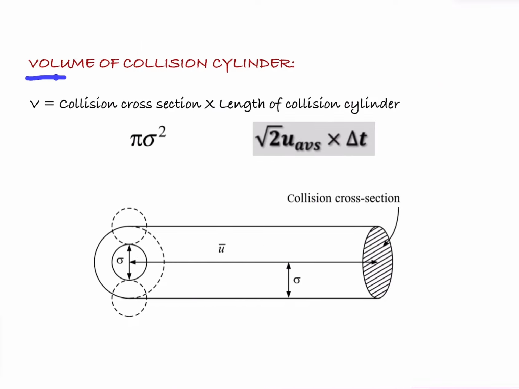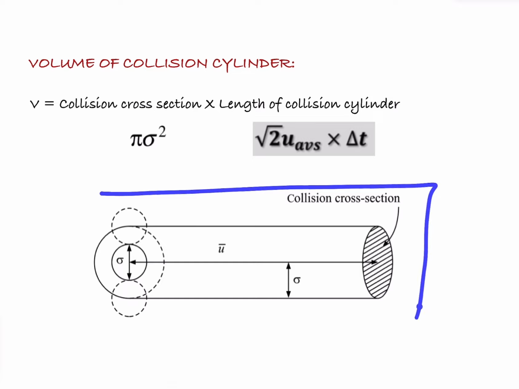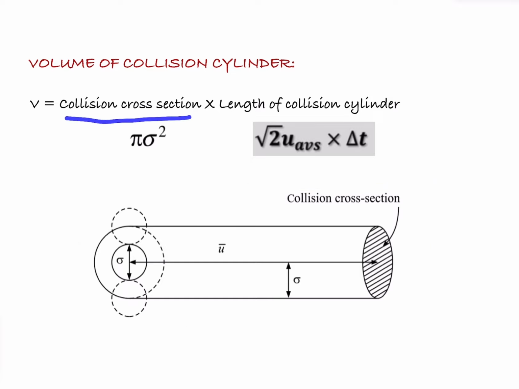And the next one is the volume of the collision cylinder. So this is the collision cylinder created by this particular gas molecule, and its volume is the product of two terms. One is the collision cross section into the length of the collision cylinder. So here the cross-sectional area of this into the length of this particular cylinder will be equal to the volume.